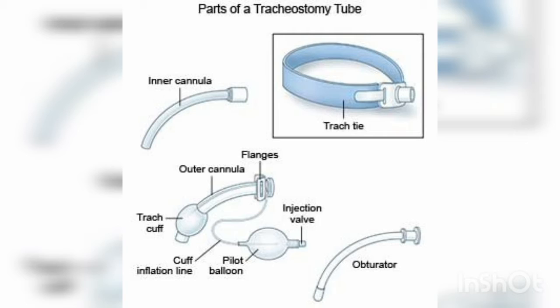An inner cannula is a smaller tube that sits inside the outer cannula. The inner cannula can be removed for cleaning. There are different sizes of inner cannulas. The tracheostomy tube may not have an inner cannula.